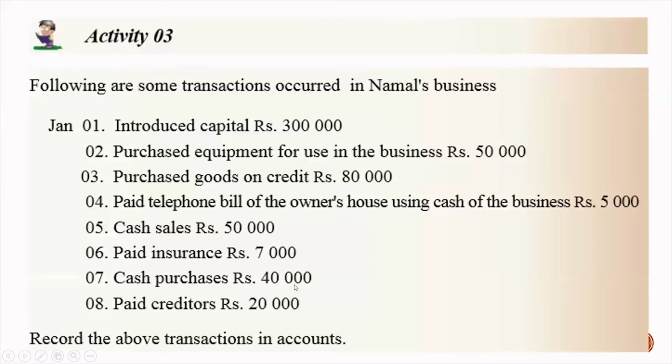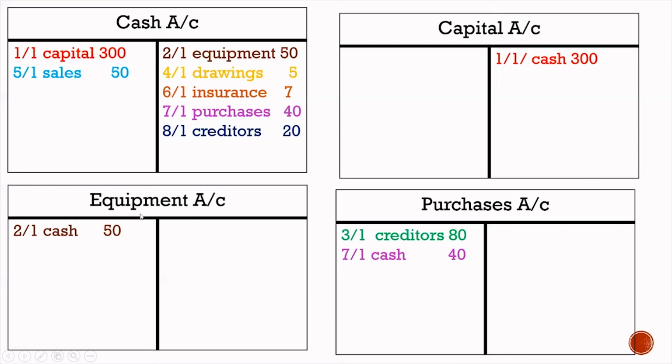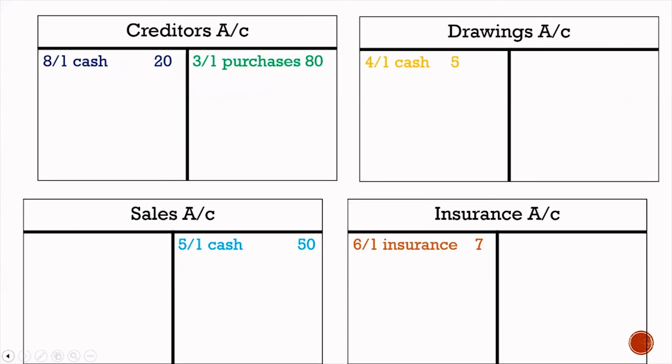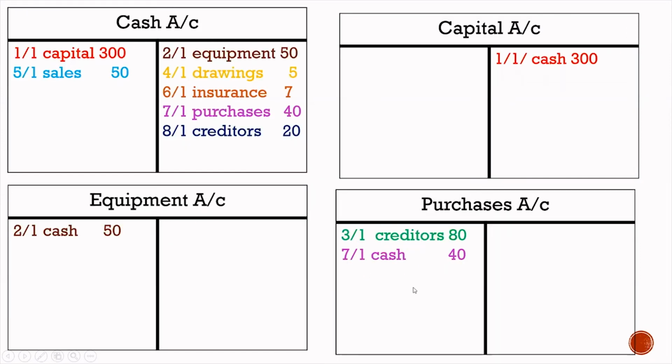Cash purchases worth 40,000. So then purchases account we put 40,000 as well as on the cash account we write purchases name and then 40,000 is credited, and on the purchases account we write cash and the value is there. So you can see I have used the colors also so you can clearly understand each transaction by transaction.